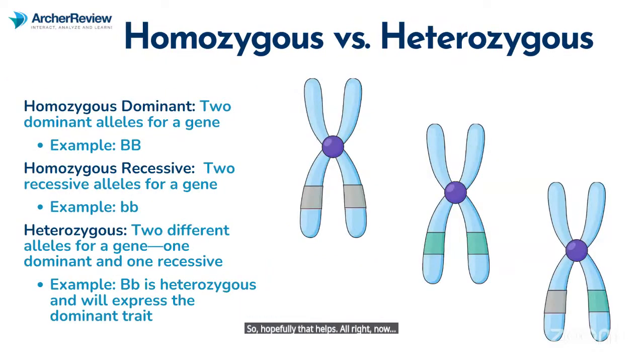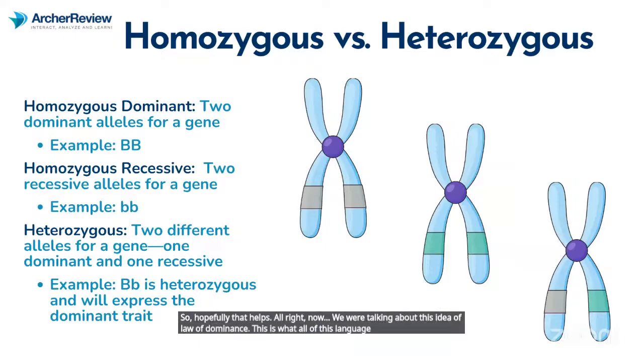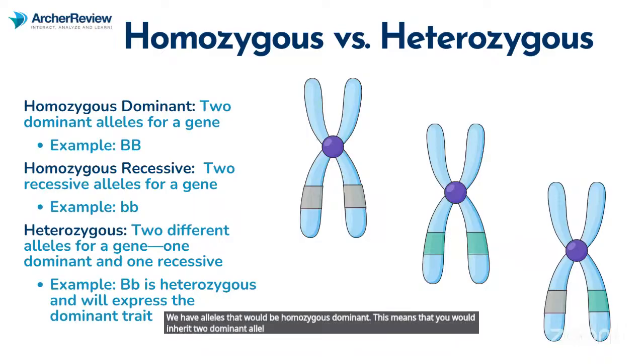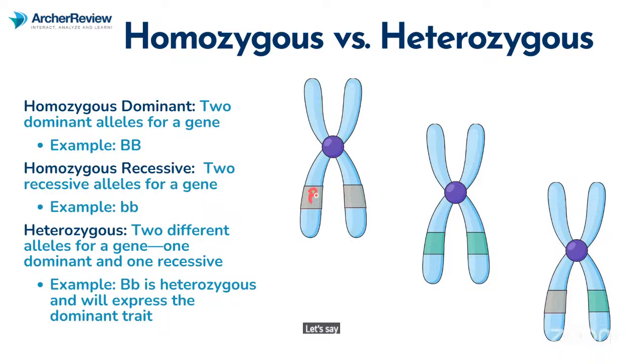Now, we were talking about this idea of law of dominance. This is what all of this language comes from, alleles and genotype and phenotype. And when we talk about the law of dominance, we have then some more language here. We have alleles that would be homozygous dominant. This means that you would inherit 2 dominant alleles for a gene. Let's say big B, big B. And that would be referred to as homozygous dominant. Homo meaning same, and dominant because we have the capital letters.